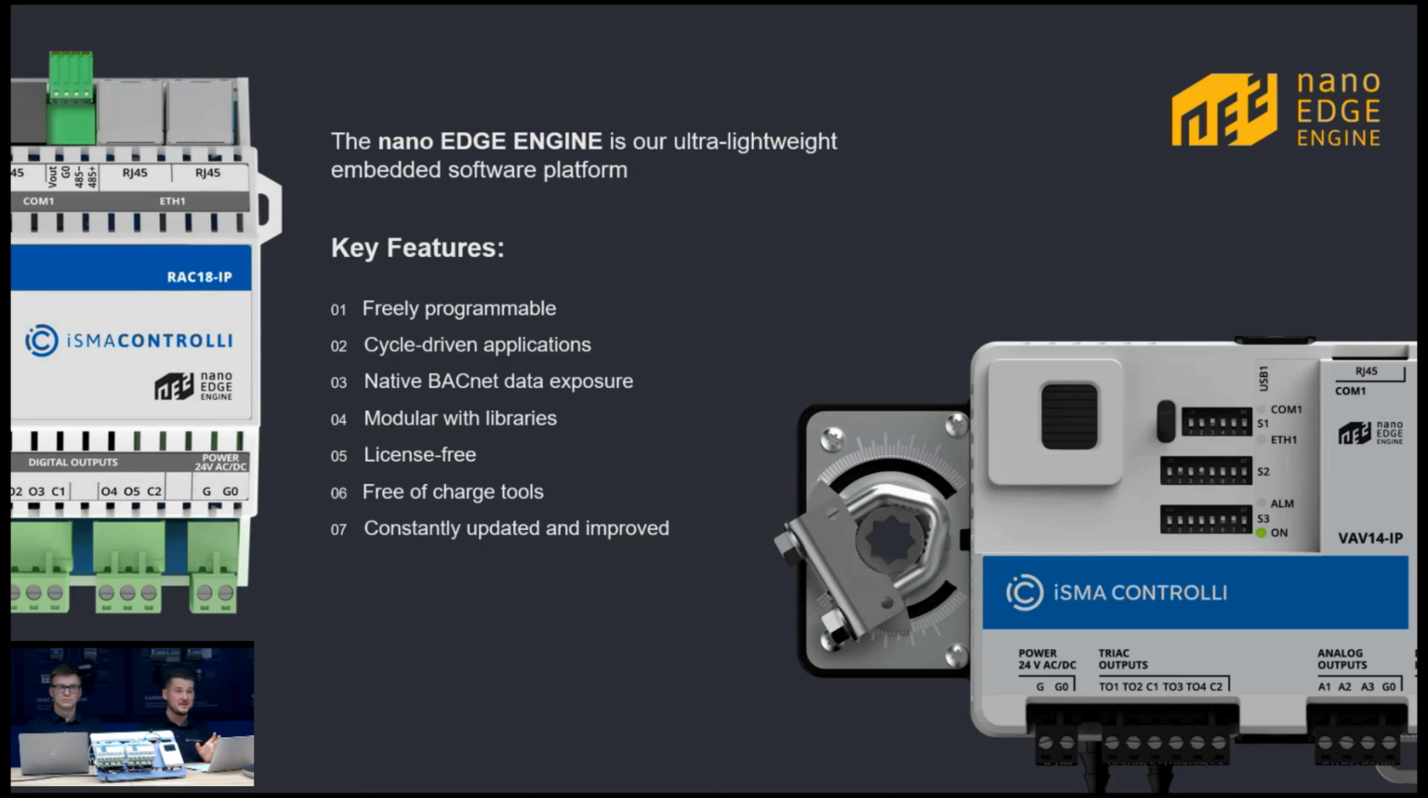That means RAC18-IP can work as an HVAC controller and can have an application that has a cycle like 10 seconds. And at the same time, the controller can work with a lighting application with the time cycle going up to, I believe it's 100 milliseconds, right? So this controller is extremely fast. Another important feature is the native BACnet data exposure. The controller itself can be discovered using the BACnet network, even out of the box. There is no configuration to do that.